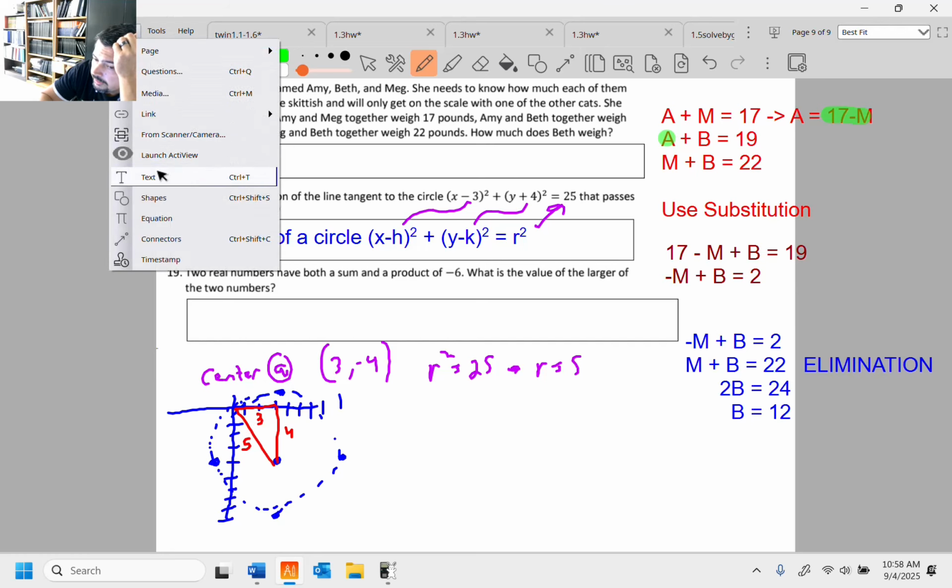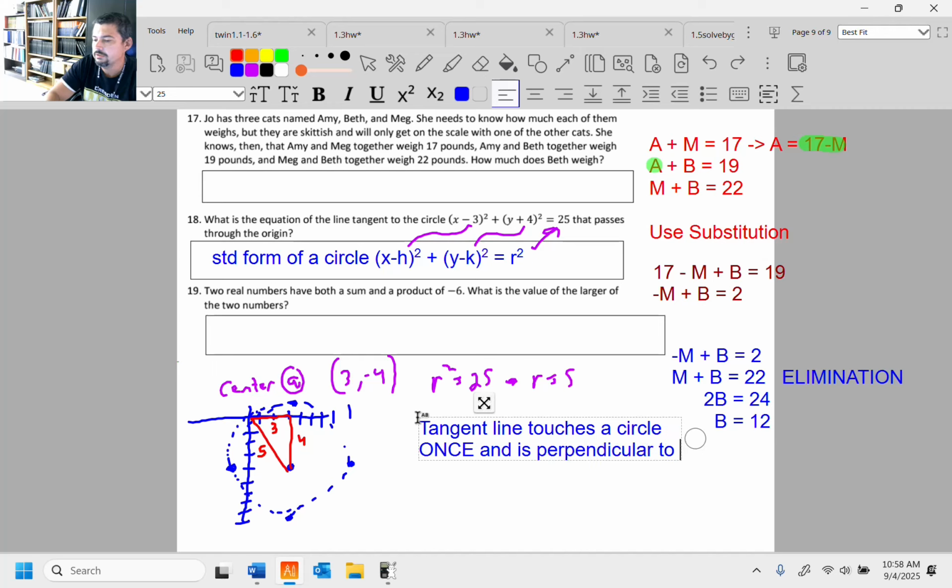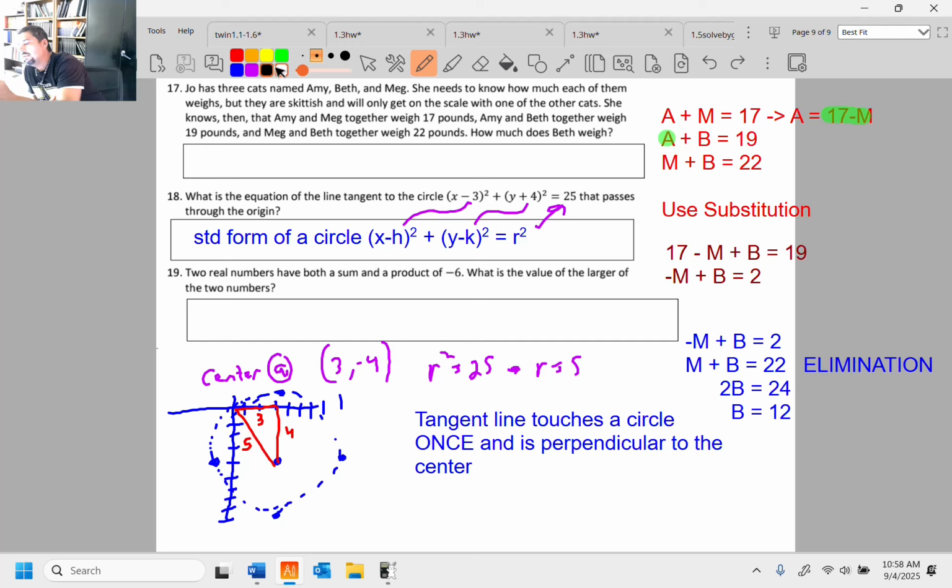Okay, we need to know what a tangent line is. A tangent line touches a circle once and is perpendicular to the radius at that point. Okay. That's the definition of a tangent line, straight out of geometry. We like to claim dumb here, like we weren't taught these things. We just didn't care to learn these things.